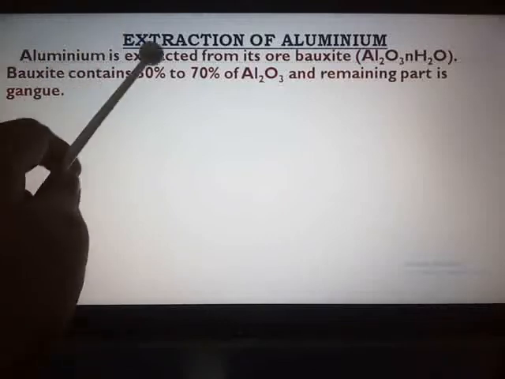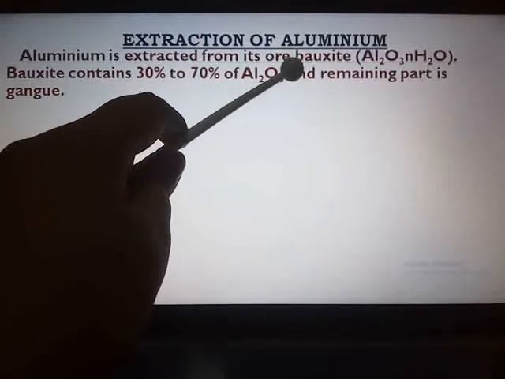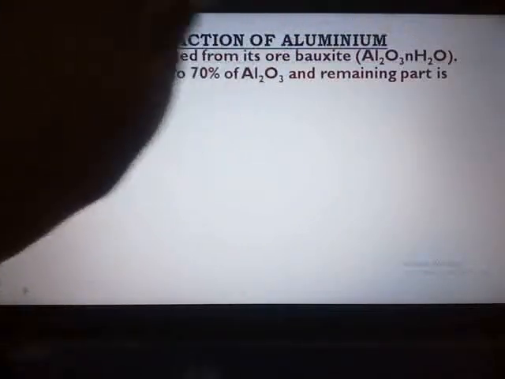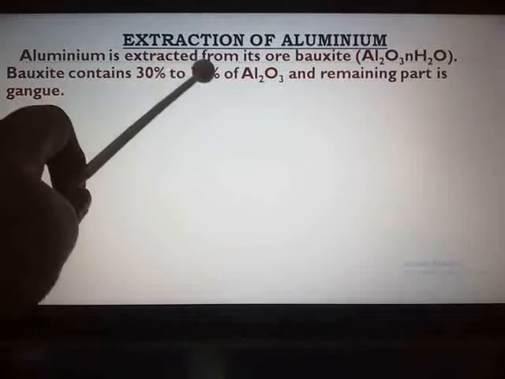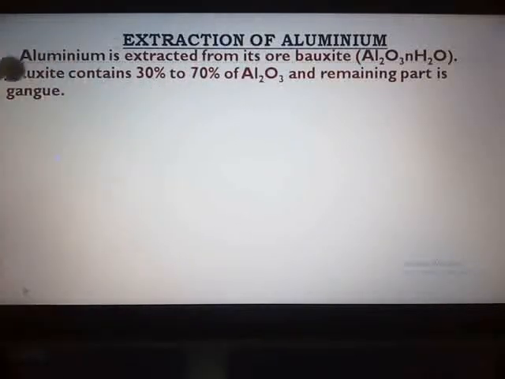So aluminium is extracted from its ore bauxite, having chemical formula Al2O3·nH2O, n number of water molecules. Bauxite contains 30% to 70% of aluminium oxide, and the remaining part is impurities, that is gangue. It is made up of sand, silica, iron oxide, etc. And hence the different steps in the extraction of aluminium we are going to see one by one.